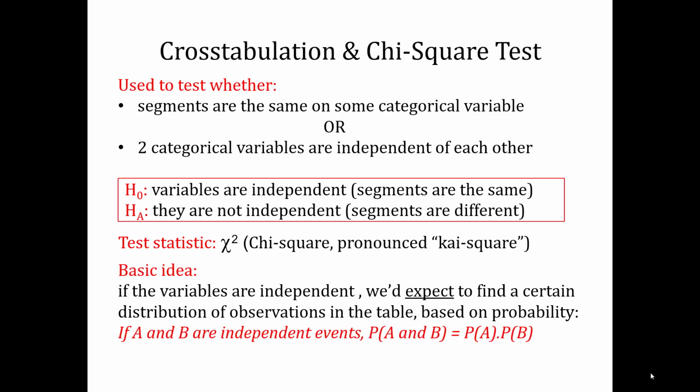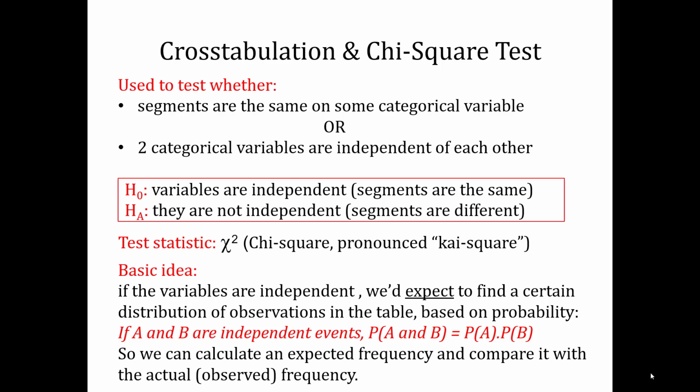The basic idea here is that if the variables were independent, we'd expect to see a certain frequency distribution in the table. This is based on the probability of independent events, which says that if two events, A and B, are independent, then the probability that they occur together is the probability of A occurring times the probability of B occurring. Based on this theory, we can calculate the frequency distribution we would expect to see, that is, the expected frequency, and compare it with what we actually see, that is, the observed frequency.